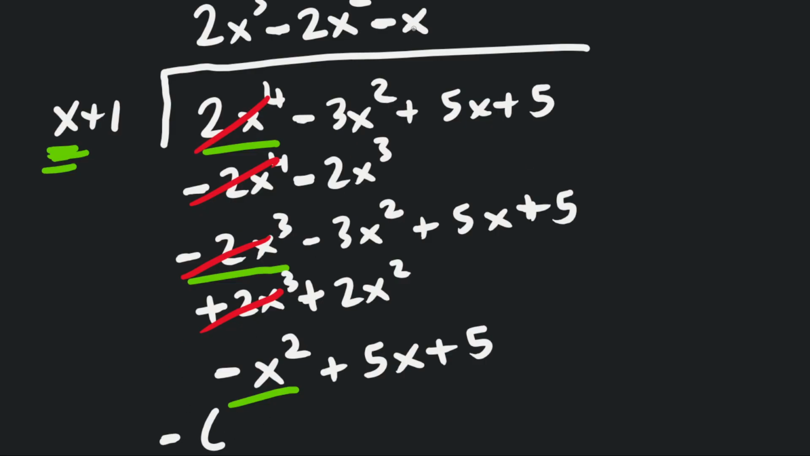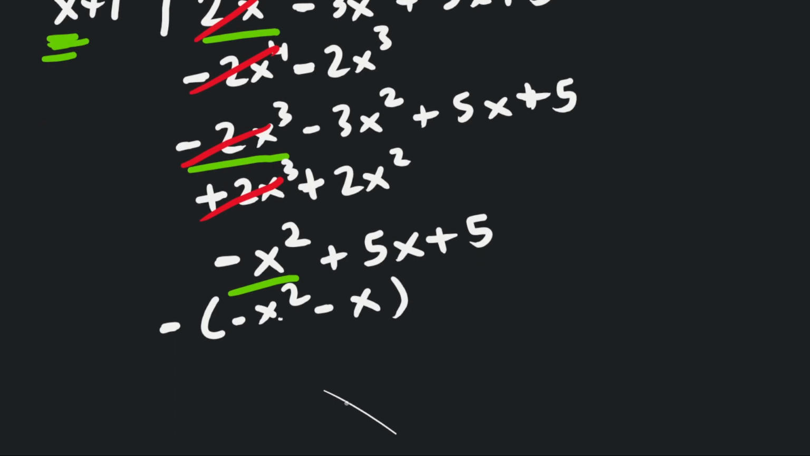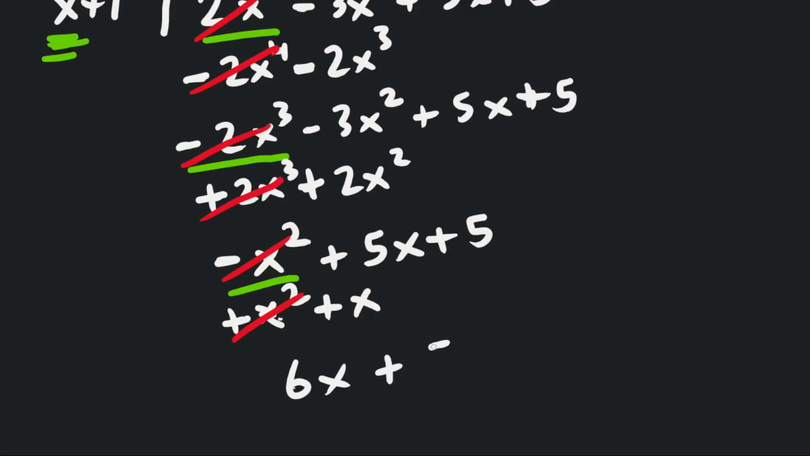Negative x times x plus 1 is negative x squared minus x if we distribute it. And then again, if we distribute the negative, that will switch the sign of each term. So plus x squared plus x. We will cancel out the x squareds here. 5x plus x is 6x. And we'll bring down the 5, plus 5.